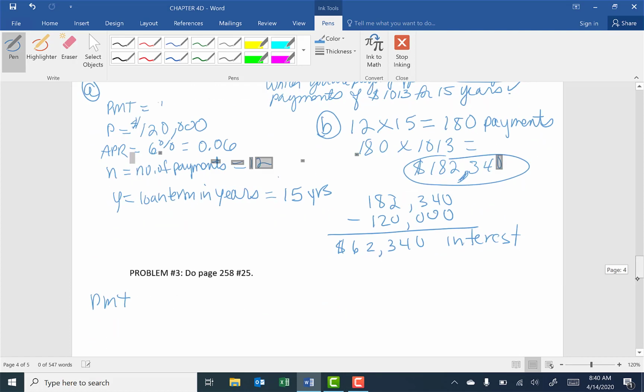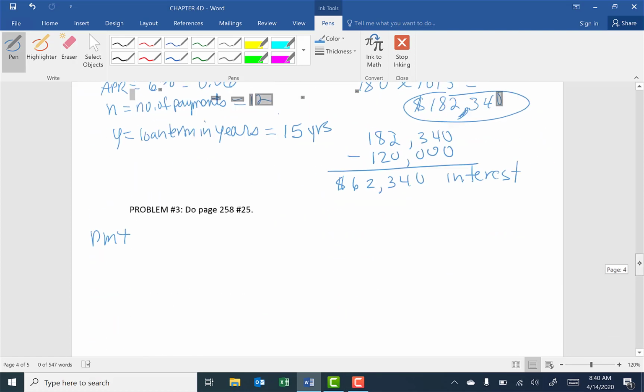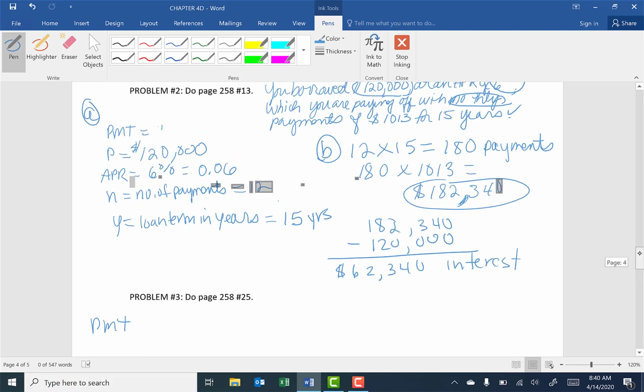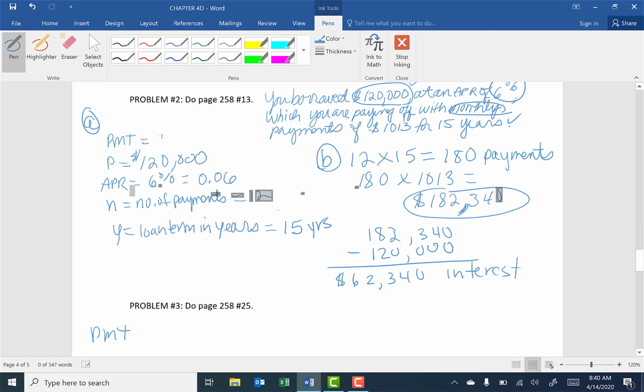Right here. The interest payment, or the total that we borrowed, was $120,000. What percent of that is of the total? So you take $120,000, which is what we borrowed, and you divide it by the total amount that you're paying back, $182,340, and that's going to give you a decimal. That's going to give you 65.8%. You'll get a decimal, and then you'll move it to the right two places for your percent.